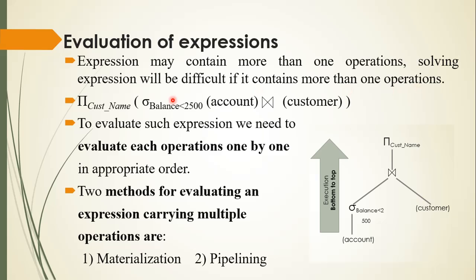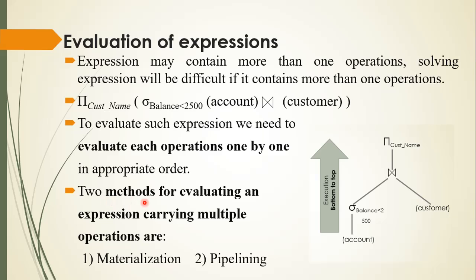So here we have a query, pi customer name. Here we have to select customer name who have a balance less than 2500. Okay, so this is our condition. From which table? Account. And here we have a natural join with the customer table. To evaluate such an expression, we need to evaluate each operation one by one in appropriate order.